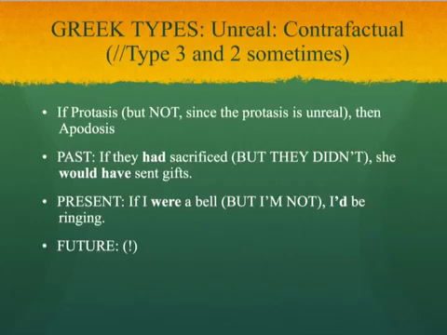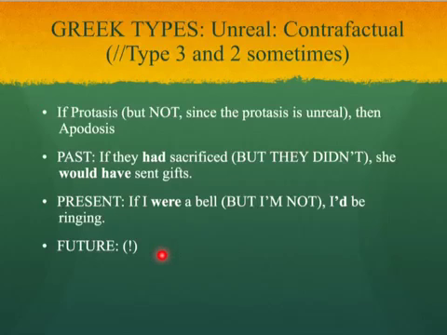Okay, so the second 3 types of conditions you can think about as removed from the truth, more hypothetical or indeed unreal. So in the past, we know for a fact, because it's already happened, that this is contrafactual. If they had sacrificed, she would have sent gifts. In the present, you can do one that's also contrary to fact. If I were a bell, I'd be ringing, but I'm not, so I'm not.